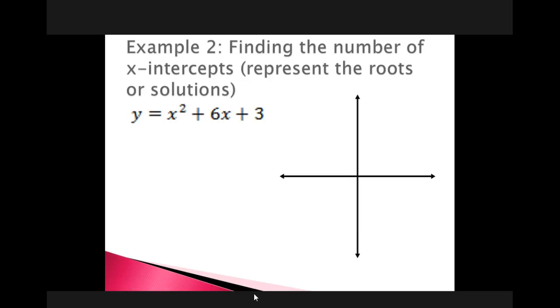So it's b squared minus 4ac. So the value of the discriminant is 24. So what that tells me is that my graph has 2 real roots.